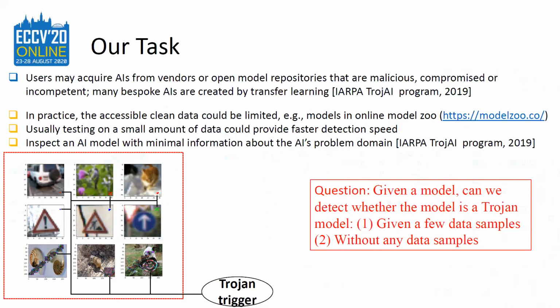We point out that the dangers of Trojan AI models can indeed happen in real life, especially as many users acquire models from vendors or open model repositories. And in many cases, the amount of data is limited to users. Our goal is to detect a Trojan AI model with minimal information about the AI's problem domain, specifically in the scenario of limited data.